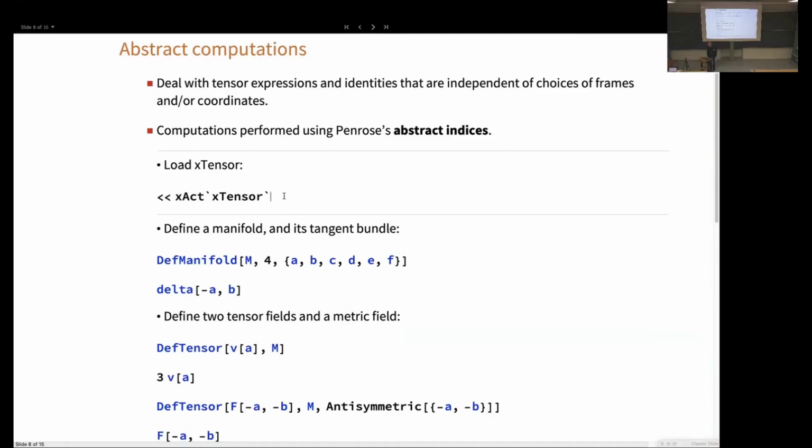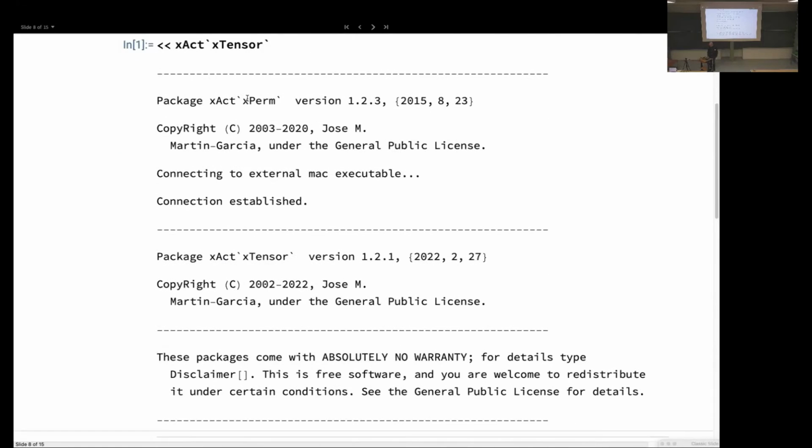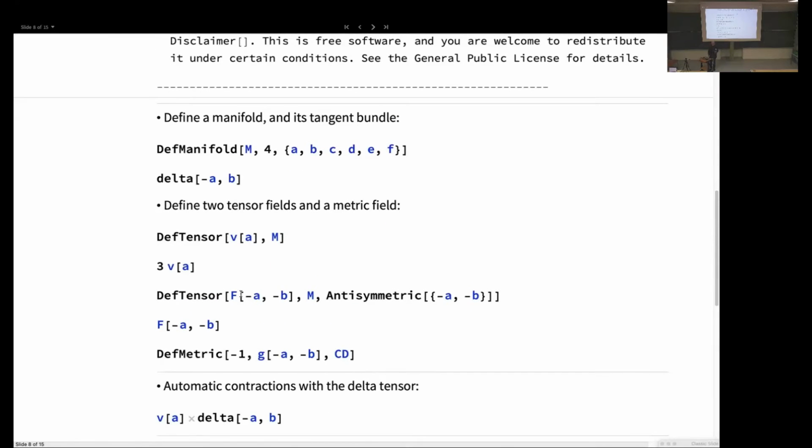The first thing we do once you have downloaded xAct is to load the package. It emits some copyright messages. And then we start defining things. This is very alien to mathematics and the Wolfram language, defining things. But it's very useful for tensors because you can prepare some objects and then use them again and again and again without having to specify their properties all the time.